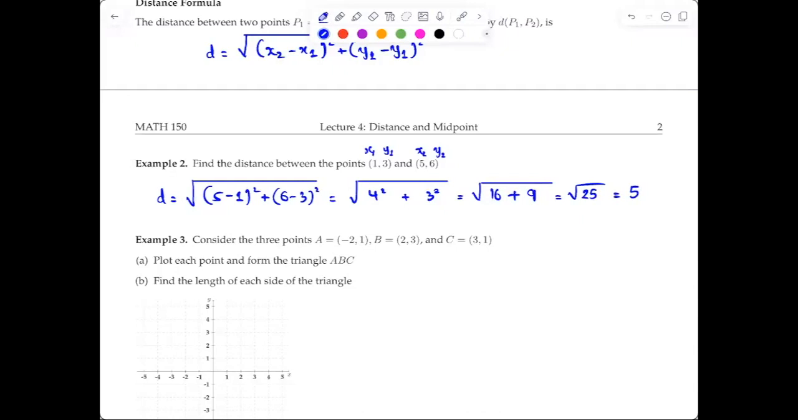Good questions? All right. So in the next example, you are given 3 different points, point A, point B, and point C. Can you plot each point on the coordinate system, then connect them together to form a triangle? Can you do that for me, please?